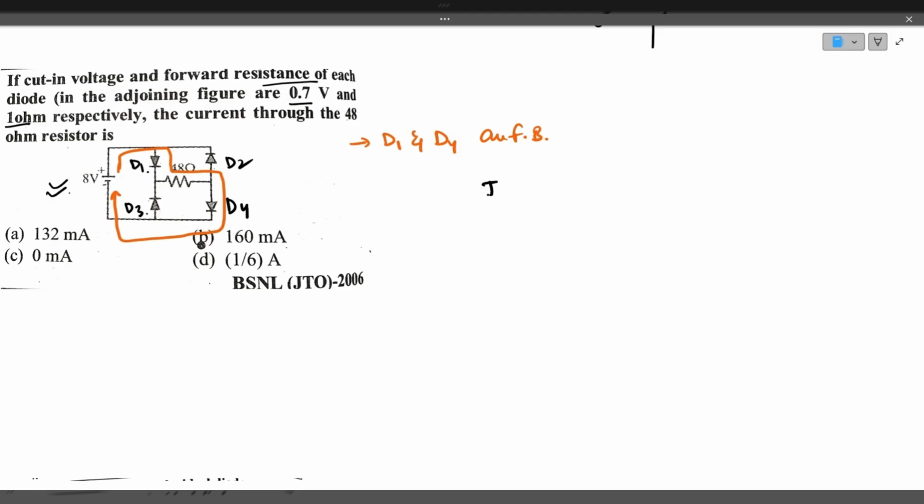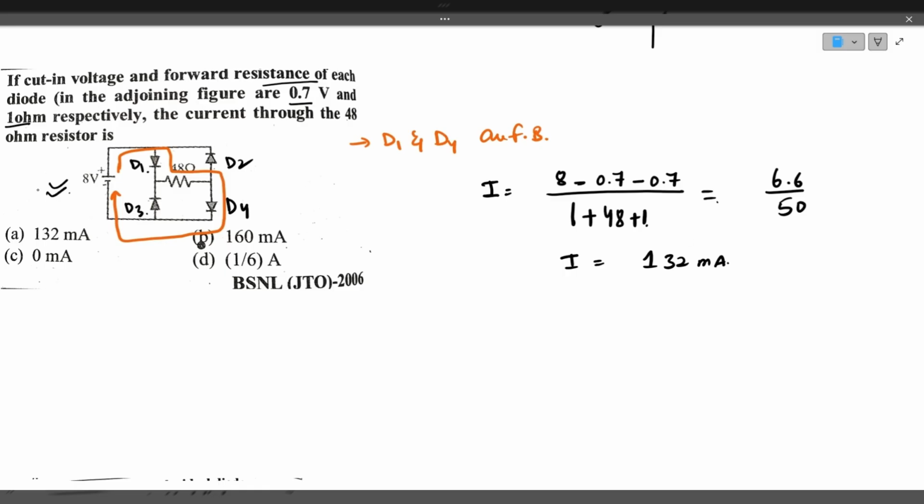So the current I is equal to (8 minus 0.7 minus 0.7) divided by (1 ohm plus 48 ohms plus 1 ohm). Two voltage drops will be there because two diodes are forward biased. The 1 ohm and 1 ohm are the diode resistances. If you calculate this, it will be 6.6 divided by 50 ohms. So the current I is equal to 132 milliamps. So the answer is option A.